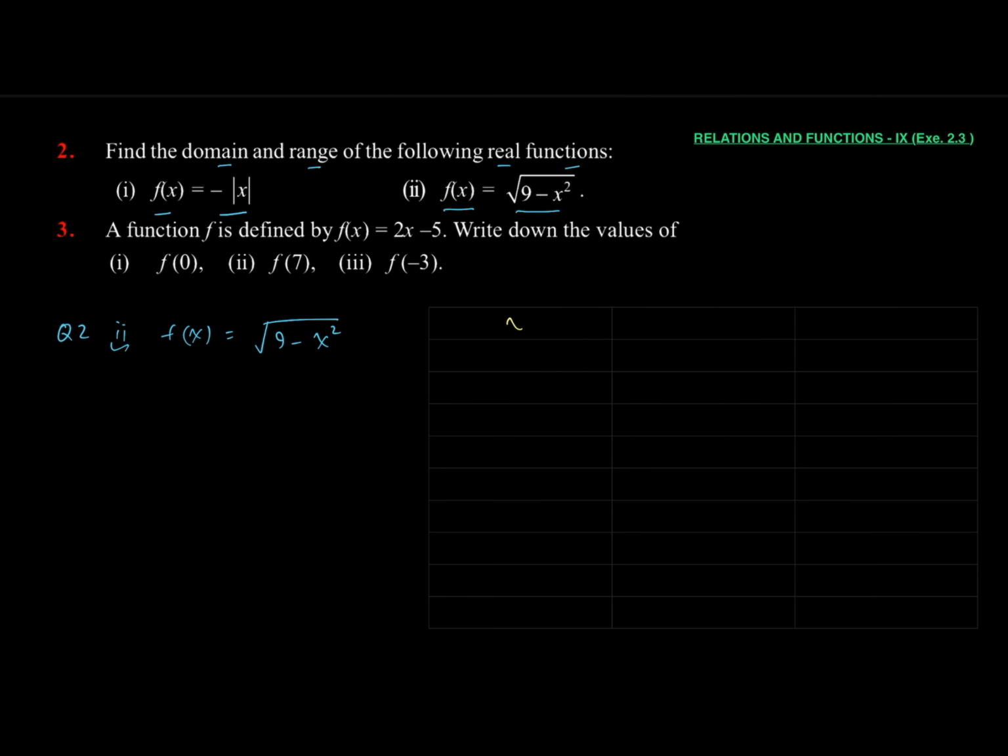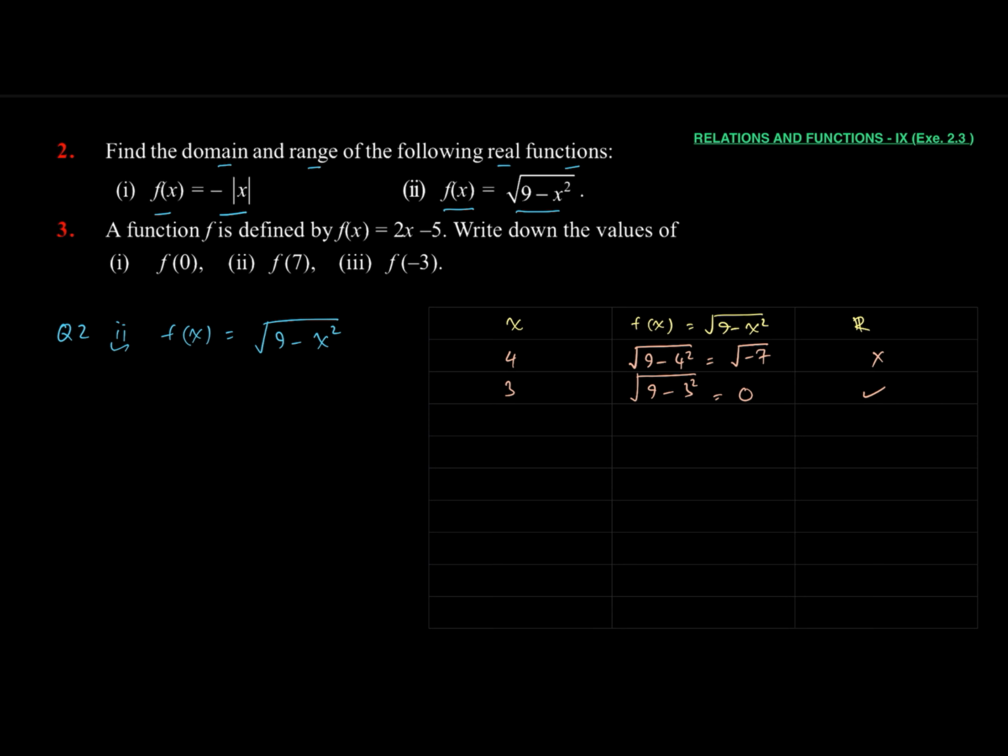Now this very column represents the value of x. This very column will be our f of x, that is equal to square root of 9 minus x squared. And in this very column, we'll check whether the output, that is the value of y, is a real number or not. Now for the value of x equal to 4, our function will be square root of 9 minus 4 squared. That will be equal to square root of negative 7, which is not a real number. For the value of 3, we have square root of 9 minus 3 squared, which is equal to 0, which is a real number.